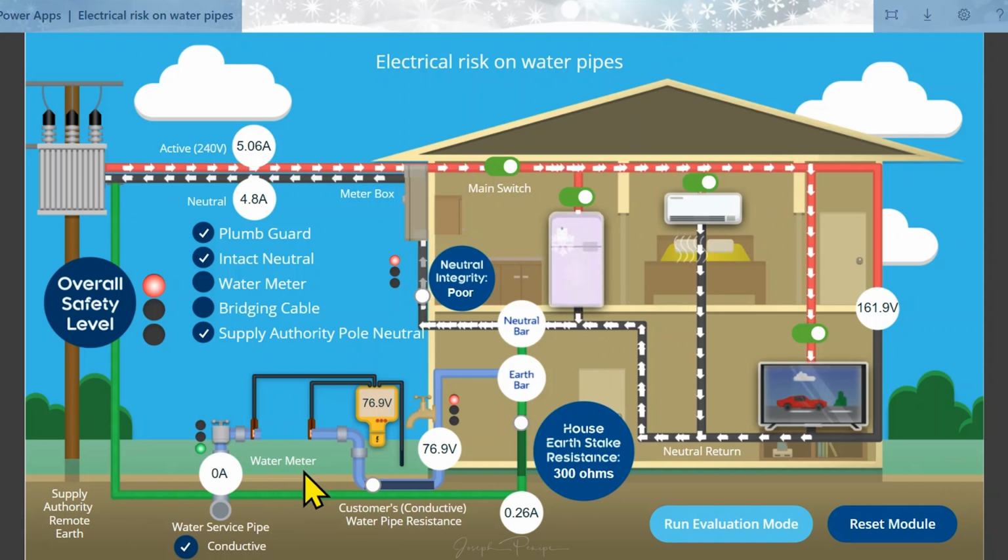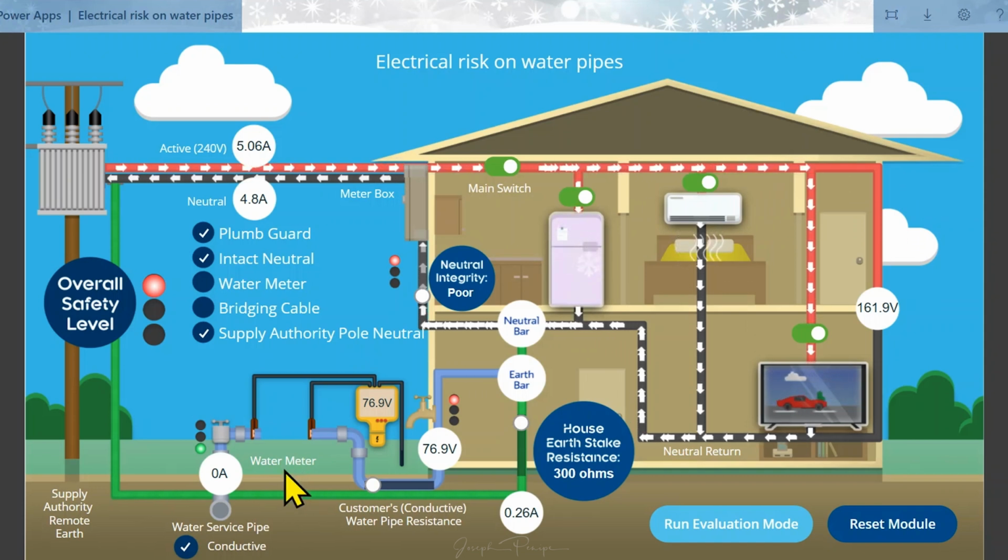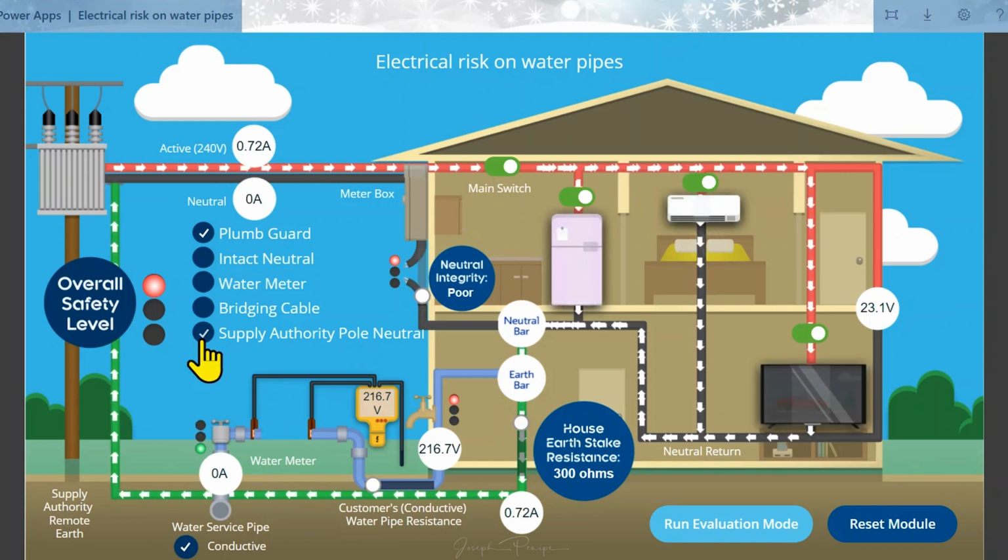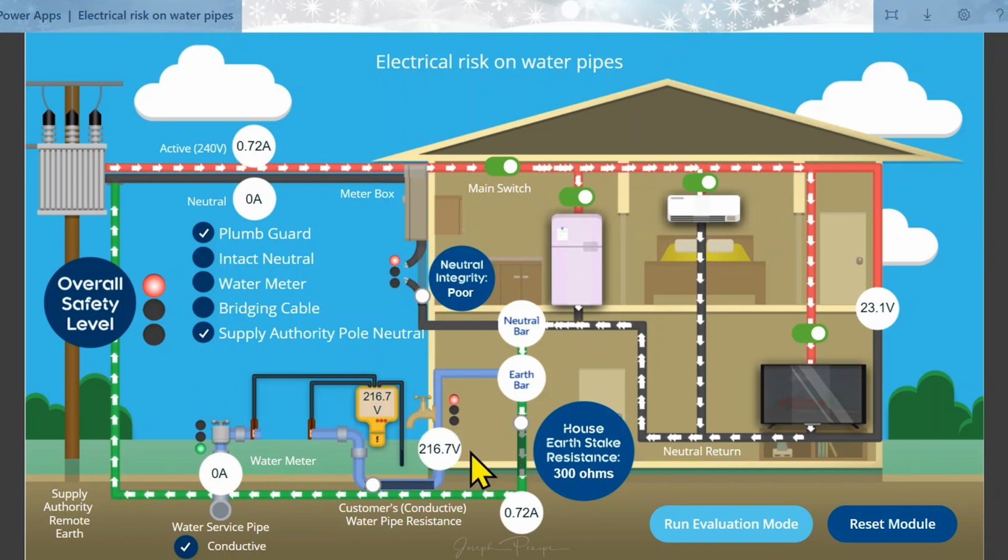Beyond that, if the neutral connection within the household had completely failed, that is, the connection had completely come undone, or what's called an open circuit neutral, then the touch voltage rises to a dangerously high level.